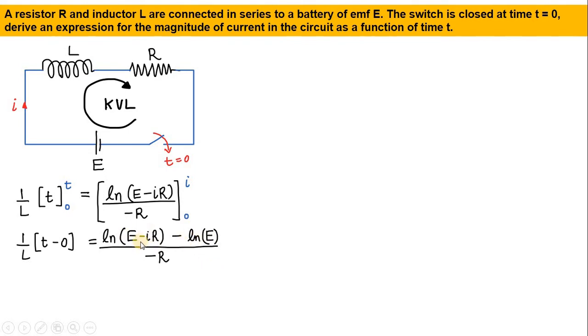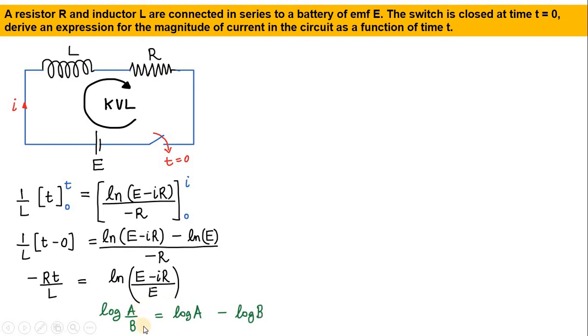Furthermore, this numerator can be written as ln of E minus IR divided by E, because you know that log of a by b is log a minus log b. So this log of E minus IR minus log of E can be written as log of E minus IR upon E using this formula. And this minus R I am multiplying to the left side, cross multiply, so minus Rt by L is equal to this.